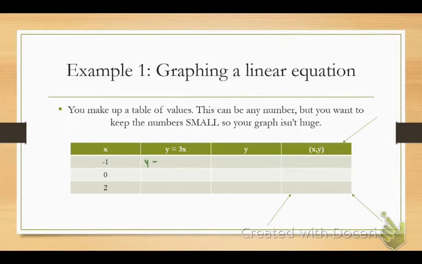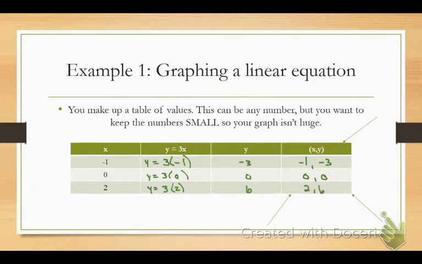Okay, did you do y equals 3 times negative 1? We're just plugging in our values for x. Y equals 3 times 0, and y equals 3 times 2. Okay, and we get negative 3, 0, and 6. And now we're going to make our ordered pairs. Negative 1, negative 3. 0, 0, that one's easy enough, and 2, 6.